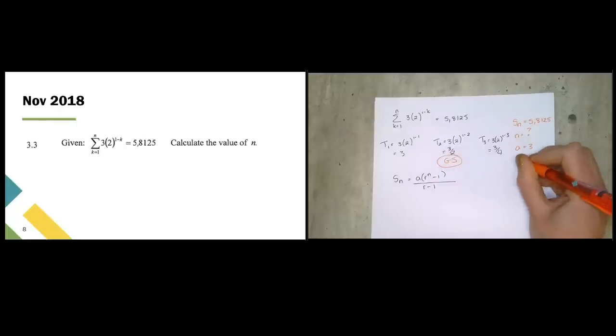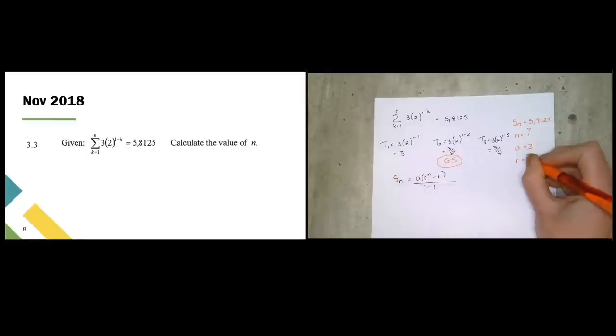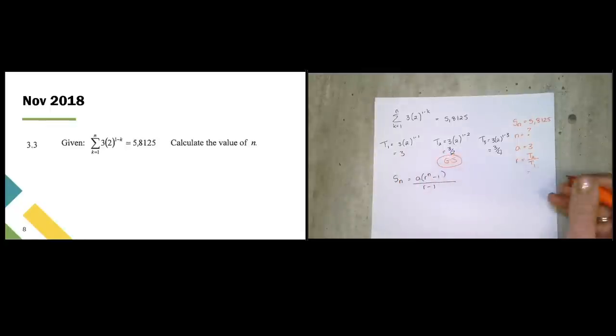I also need to know what my ratio is. How do I calculate my ratio again? Term 2 divided by term 1. Your ratio is term 2 divided by term 1. 3 over 2 divided by 3, my ratio is a half. And now I can go and calculate.